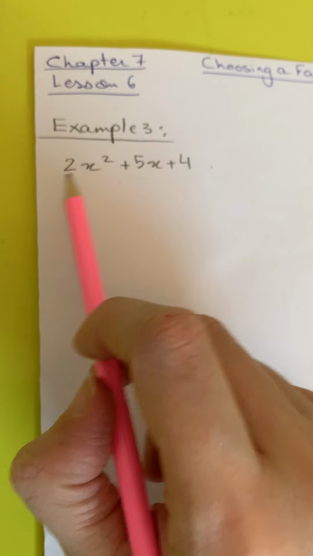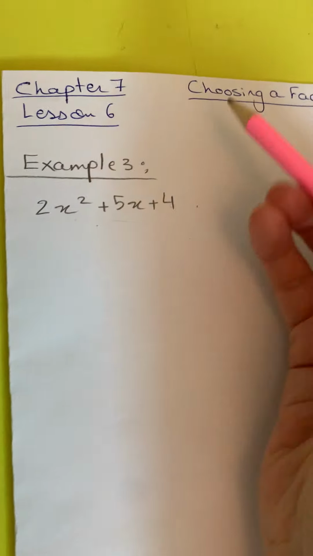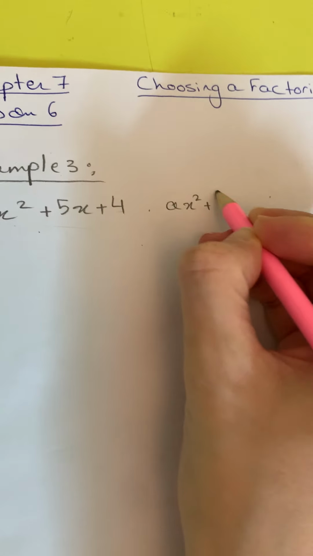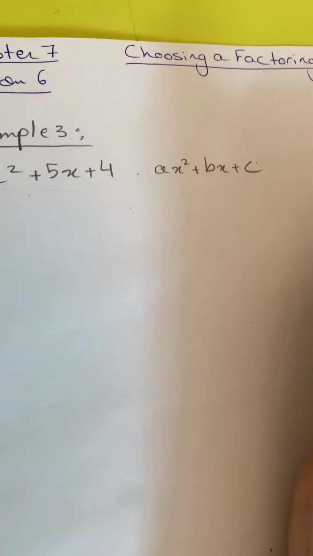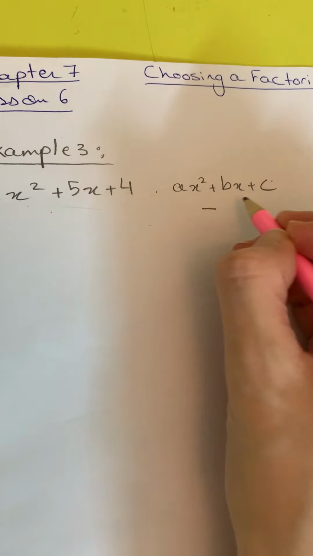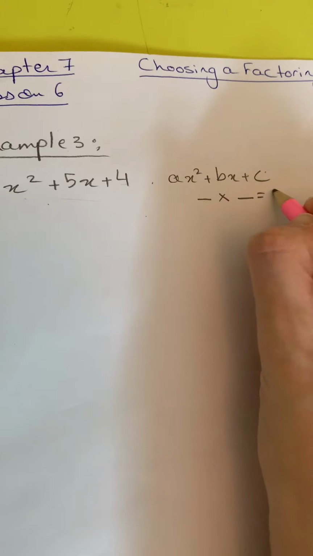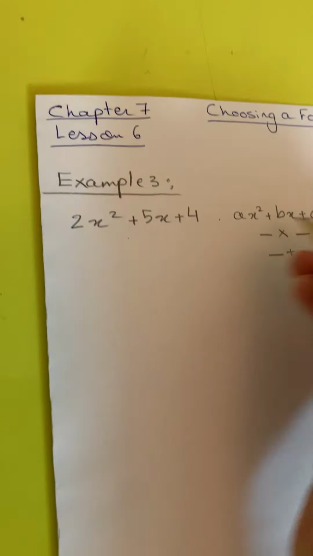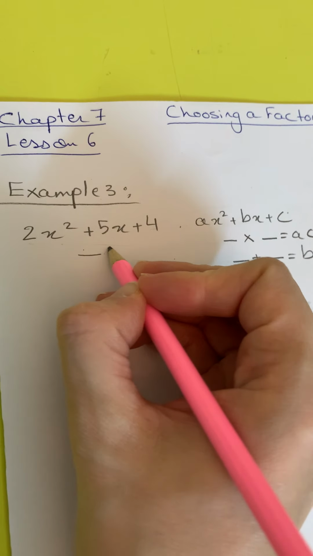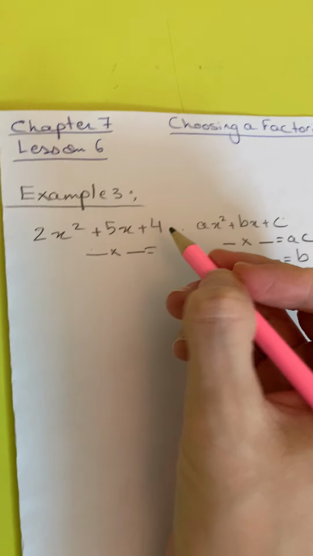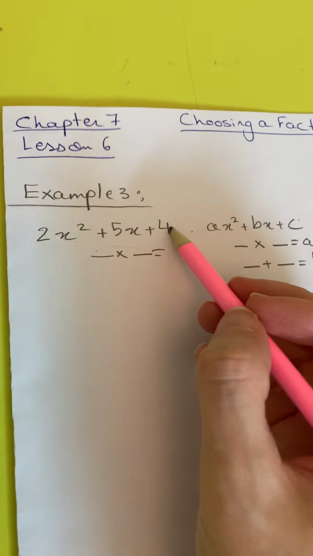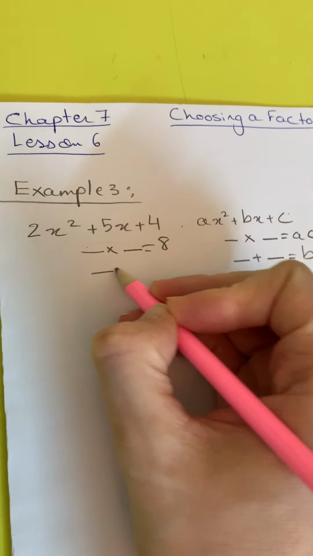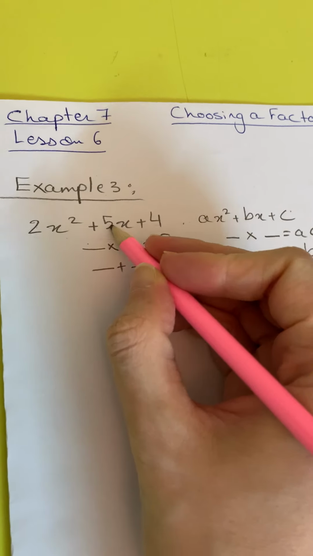The second method that I would think about is the one that looks like ax^2 + bx + c. And you remember we need two numbers. If you multiply them, it's ac. If you add them, it's b. So let's try this method. We need to find two numbers. If you multiply them, it will be 2 times 4, which is 8. And if I add them, it will be 5.